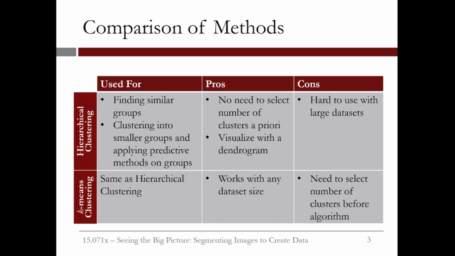An alternative method is k-means clustering, which works well on datasets of any size. However, k-means requires selecting the number of clusters before running the algorithm. This may not be a limitation if we have an intuition of the number of clusters we want to look at, as in the medical image segmentation example.